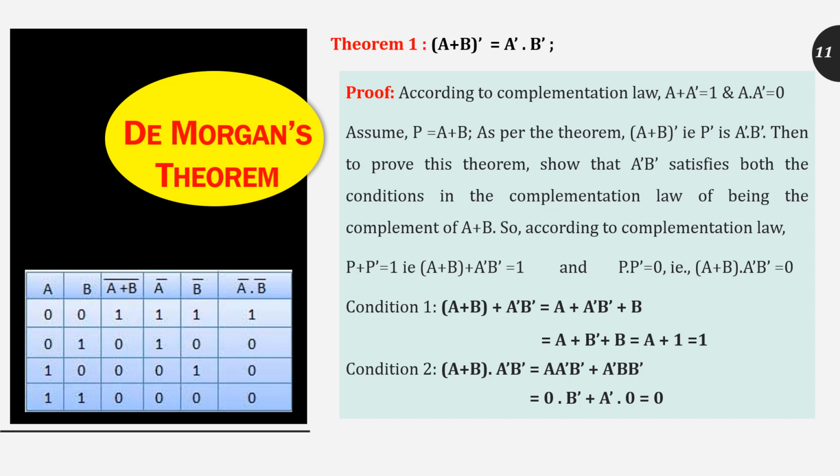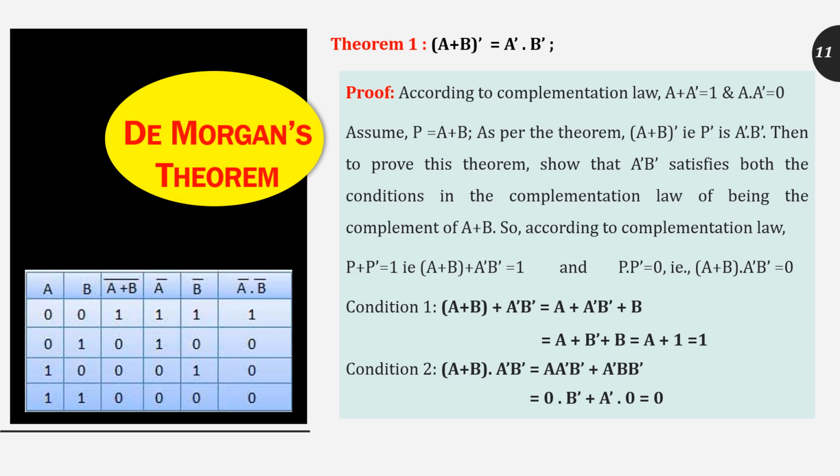Then according to the complementation law, B plus B bar is equal to 1. So we can write it as A plus 1. Then A plus 1 is equal to 1 according to the null law. So we proved that the condition A plus B plus A bar B bar is equal to 1.